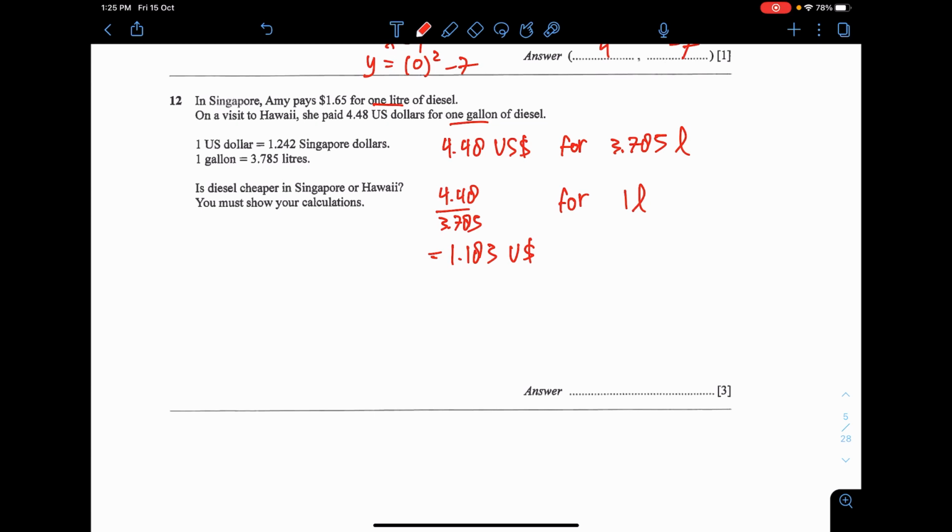Okay, for 1 liter. Now I need to convert it also. The conversion for US dollar to Singapore dollar is this. So if you want to make this into Singapore dollars, you take 1.183 times 1.242. I got 1.47 SGD. Okay, that means to say that the diesel is actually cheaper in Hawaii, because in Singapore the cost is 1.65.